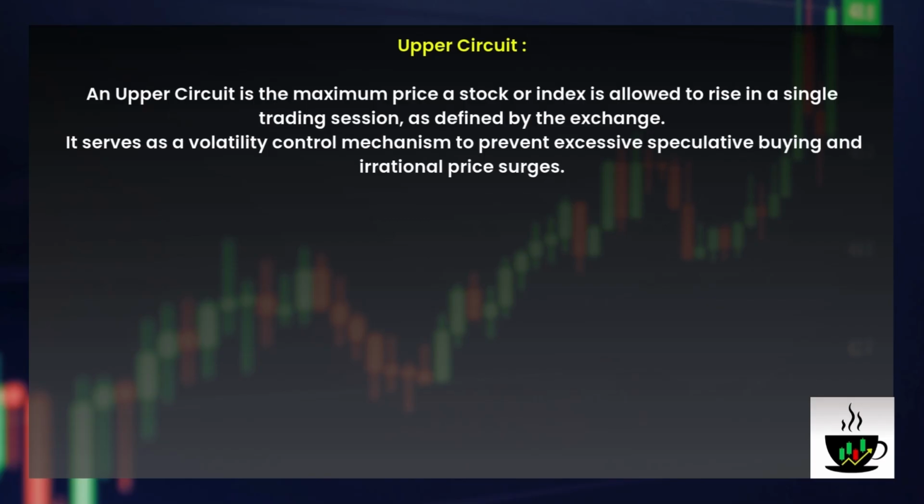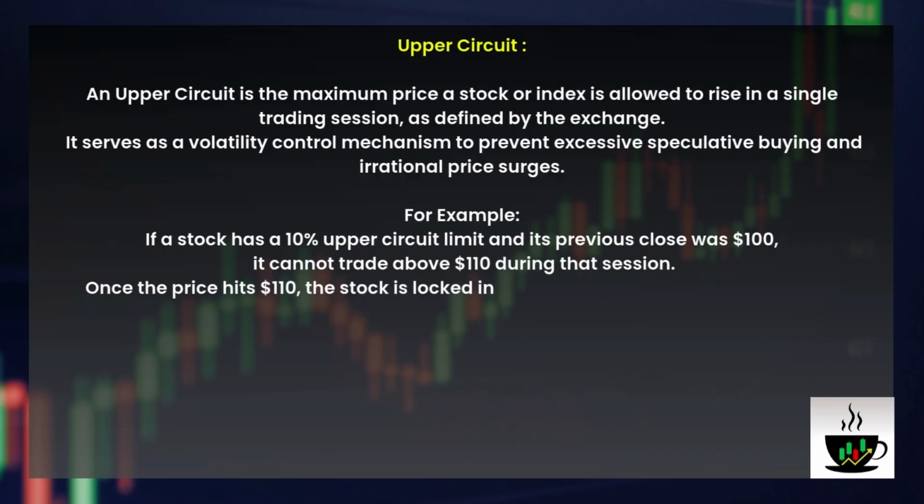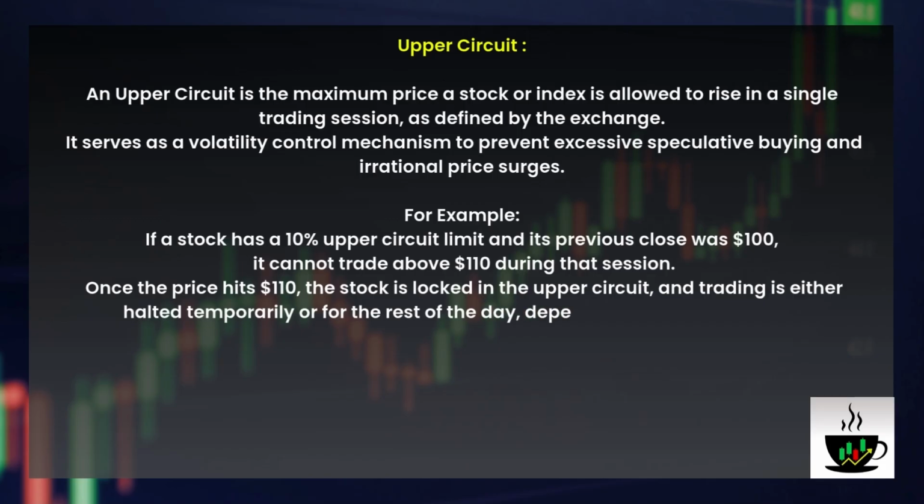For example, if a stock has a 10% upper circuit limit and its previous close was $100, it cannot trade above $110 during that session. Once the price hits $110, the stock is locked in the upper circuit, and trading is either halted temporarily or for the rest of the day, depending on exchange rules.